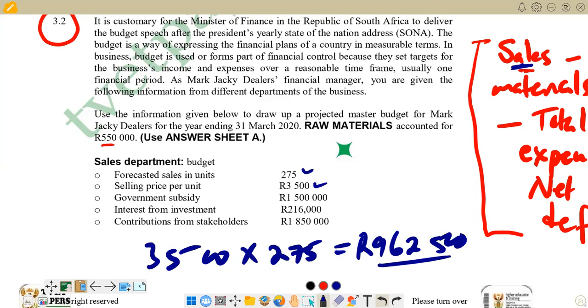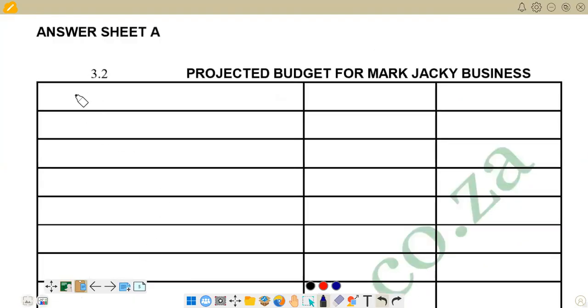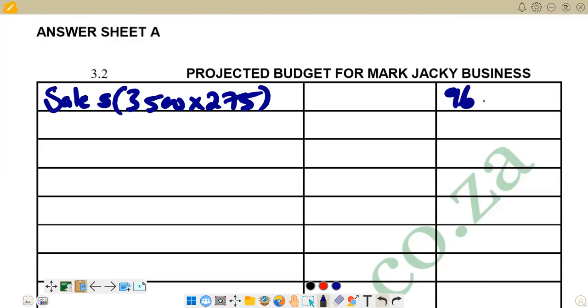Then you can go to the answer section to summarize that working. There we have our sales at the starting. So here we've got sales, then in brackets, you just summarize your working. We said 3,500, then you multiply it by 275 to get the value of the sales. Then the answer that is supposed to come here is 962,500. So this is what we have in terms of sales.